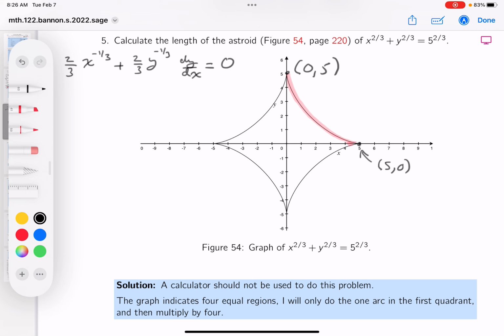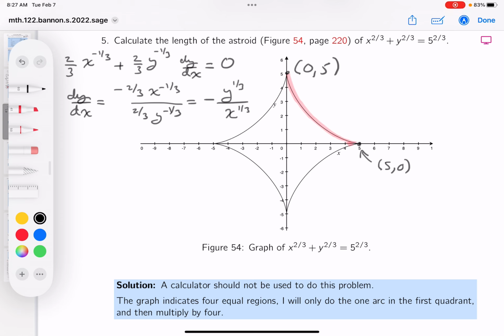Let's write this down. dy dx would be equal to, well, let's write this down carefully. It's minus 2/3 x to the minus 1/3 divided by 2/3 y to the minus 1/3. Well, I'm going to reduce that. And I certainly get a negative. And what else do you get? Well, I'm going to say y to the 1/3 over x to the 1/3.